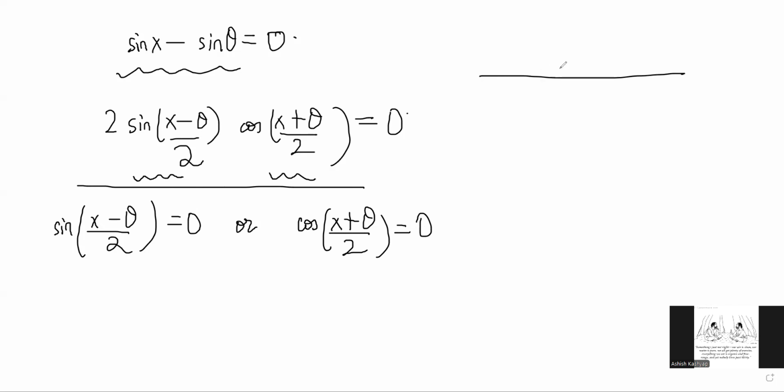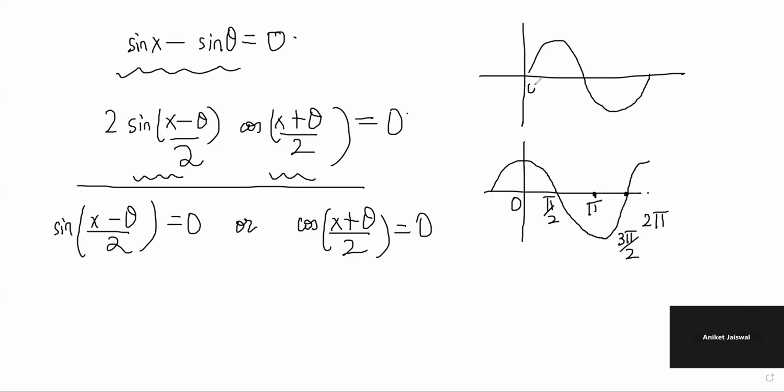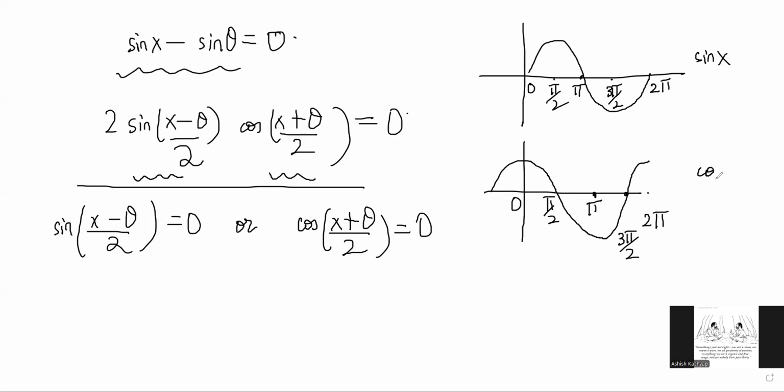Now I know the basic graphs of sine and cosine. This is my sine function and this is my cosine function. This is 2 pi, cos 2 pi. This is cos 0. This is pi by 2, this is pi and so on, 3 pi by 2, 2 pi. This is my sin x graph. This is my cos x graph.